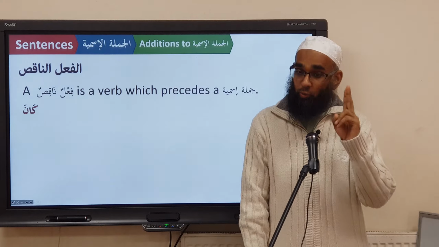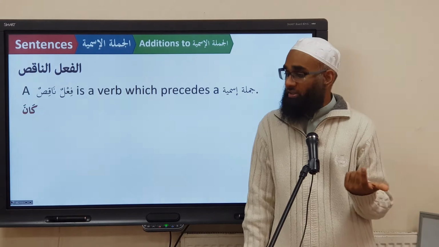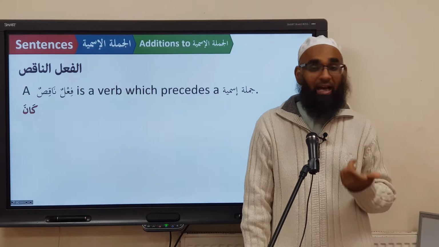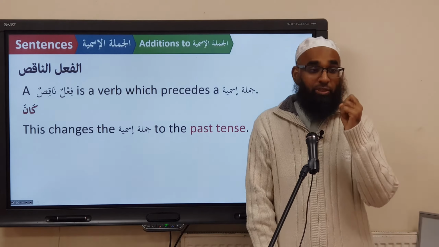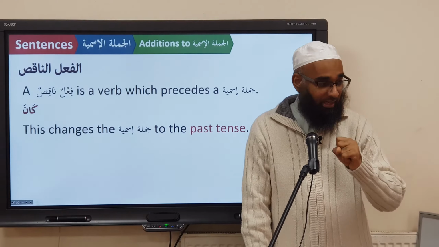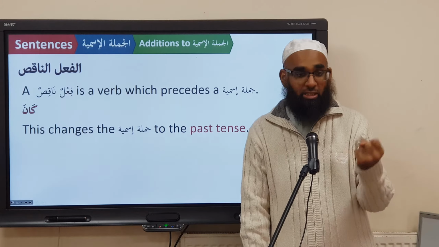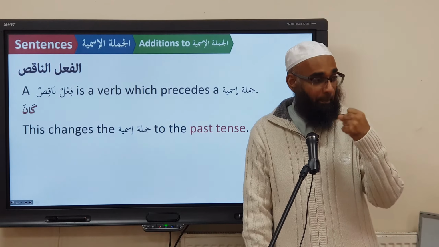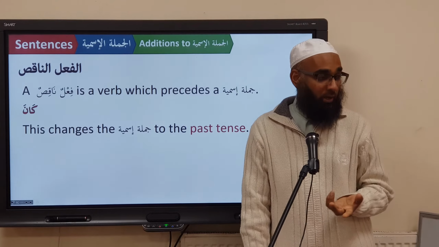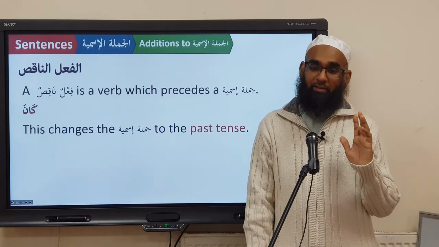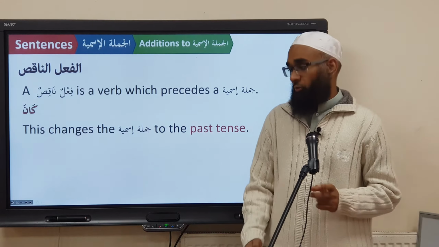We're going to do what? Two fa'lun naqis. One is called kana. You've probably read this word a lot in the Quran, haven't you? Kana comes quite often. Kana Allah ghafur rahima. This changes the jumlatun ismiya from is to was. It changes the jumlatun ismiya to which tense? Past tense. So when you add the word kana to a jumlatun ismiya, it becomes past tense.